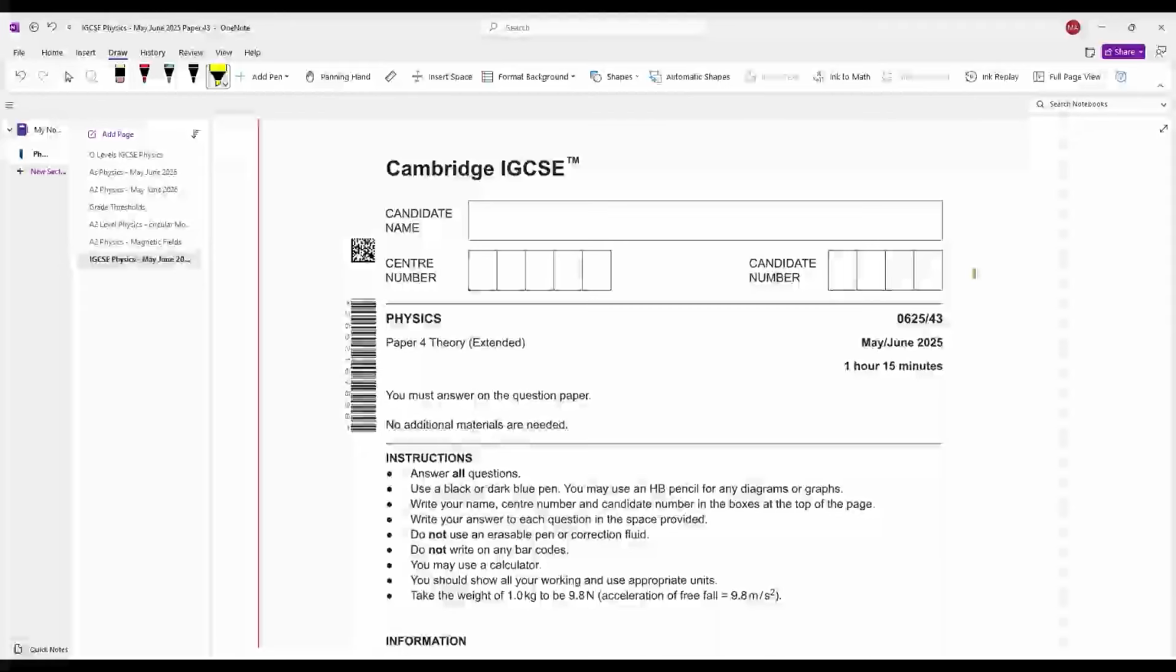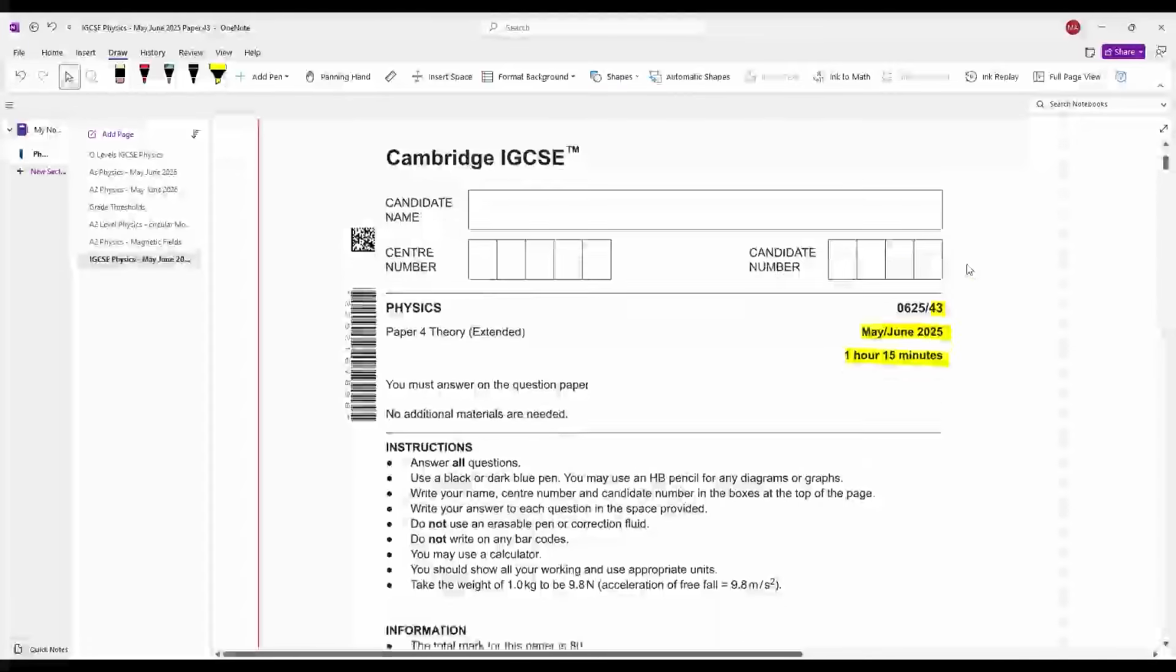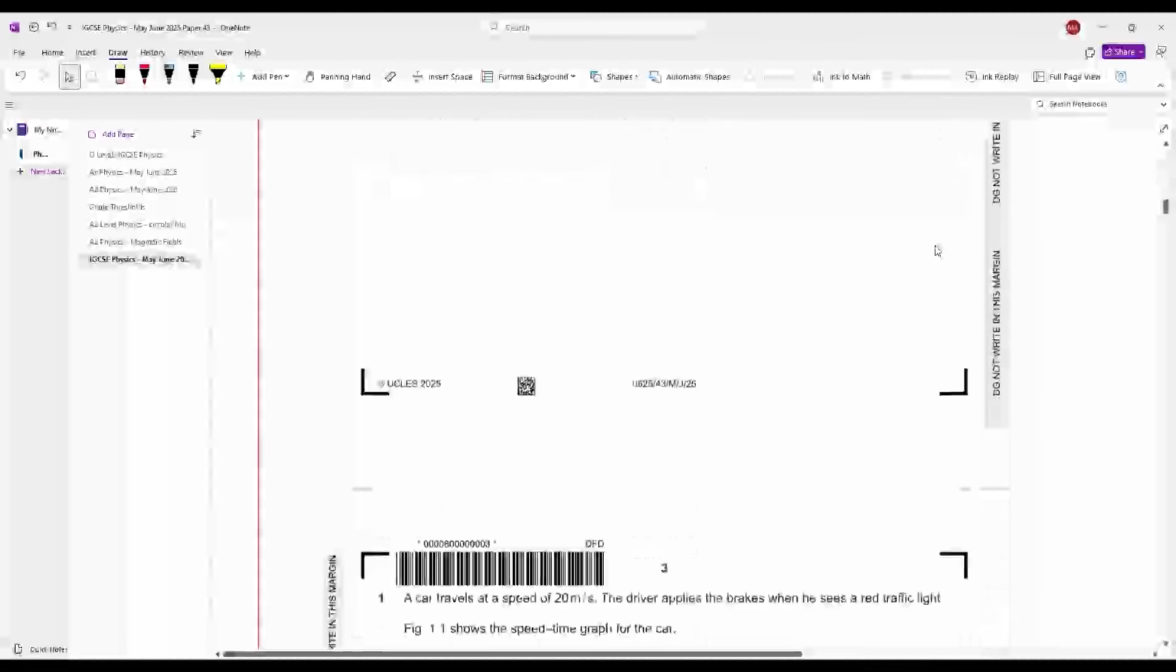Okay, so today we have to start with IGCSE Physics, May June 2025, paper 4, variant 3, 1 hour 15 minutes का ये पेपर है. Let's start with it. ठीक है, बिस्मिल्लाहिर्रहमानिर्रहीम.